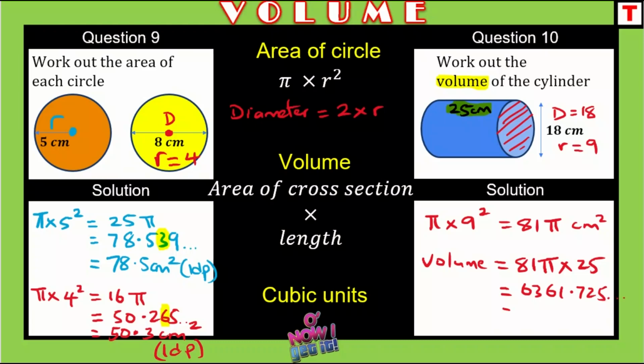So we would have 6,361.725 and so on. So if we wanted to record to 1 decimal place, we would go to the 2, and since 2 is smaller than 5, then everything from the 2 to the right will be cancelled. So our final answer there to 1 decimal place would be 6,361.7, and this should be measured in centimeter cube as our final answer.